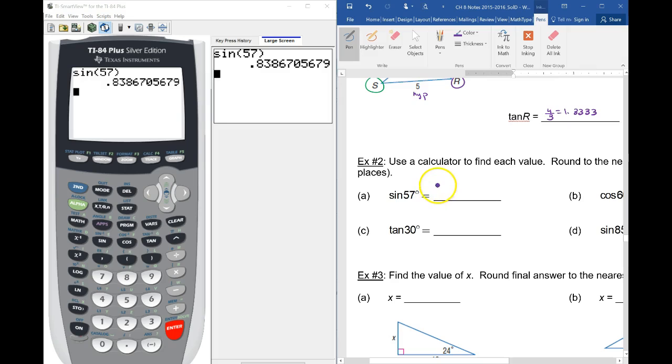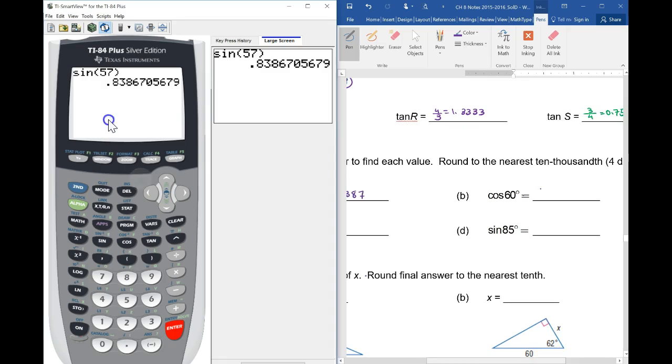Okay. If you don't get that number, if you get something else, it may be that your calculator is in radian mode as opposed to degree mode, and you have to change it to degree mode. So this is going to be 0.8387. Okay? All right, so let's do the next one, which is cosine of 60. So here, cosine of 60, what does that give us? 0.5. Okay?